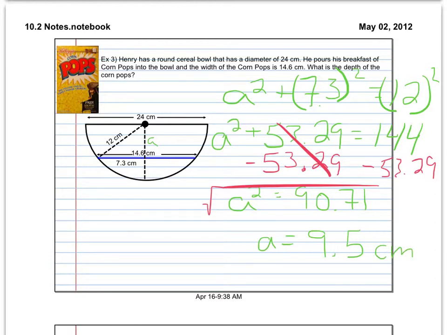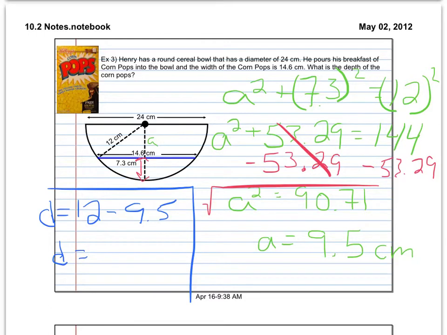Okay, and then the last part is to find the depth of the corn pops. So depth will be the radius minus that height of the triangle you just found. So the depth of the corn pops is 2.5 centimeters, which leaves them lots of room to add milk.